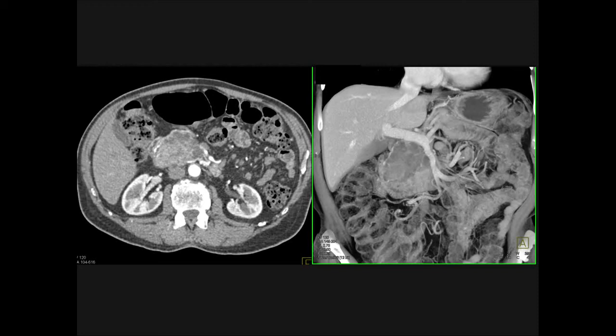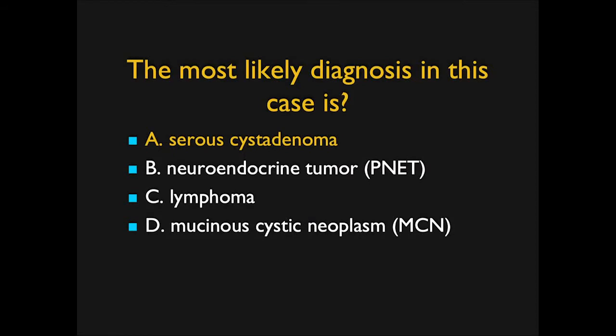Well, this doesn't have the appearance of a neuroendocrine tumor, too cystic for most lymphomas, not a great location for MCN, but the scalloping, the appearance is really good for serous cyst adenoma. And this is another example of serous cyst adenoma to make the point that serous cyst adenomas are not always typical in location or appearance.